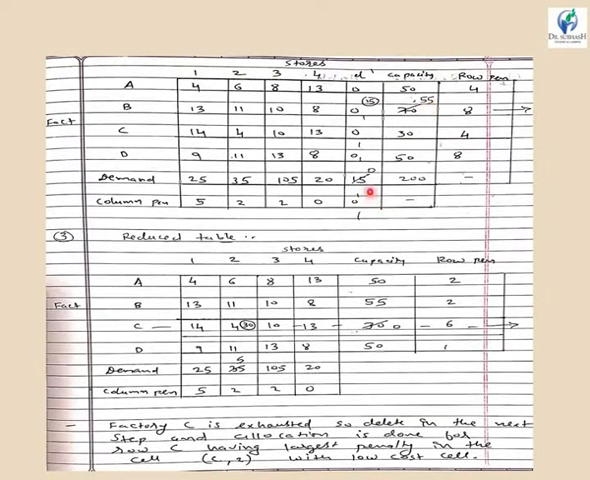So allocating the minimum from that, 15 and 70, the minimum value is 15. So from 70 and 15, the minimum value is allocated over here. So you can see now the demand of D is satisfied. So we will delete that particular column when we redraw the table. That will be our reduced table in our next step.